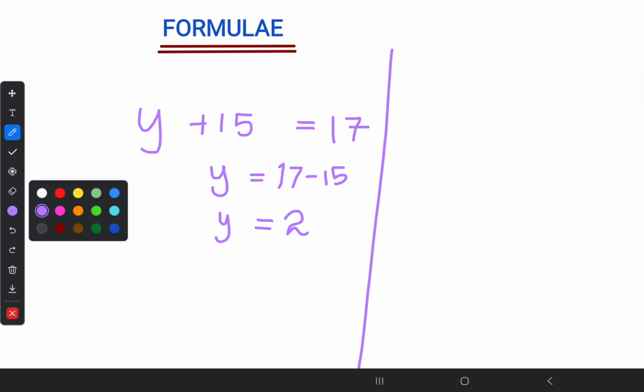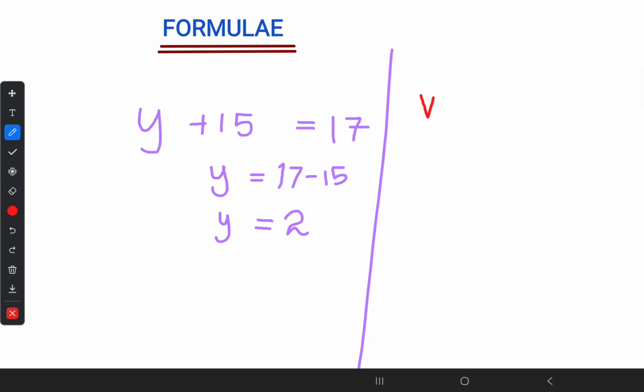Now, look at this one. V plus ut equals z. Here, you are not going to find the solution. It is called the subject. You have to find a particular subject in this formula. Subject means, in English, what is a subject?